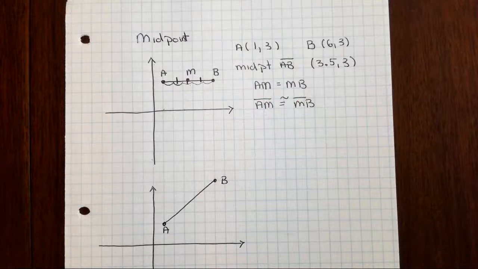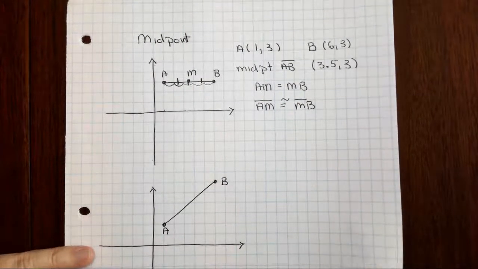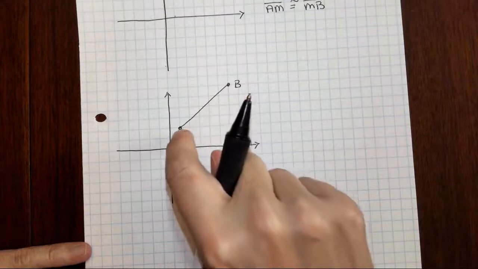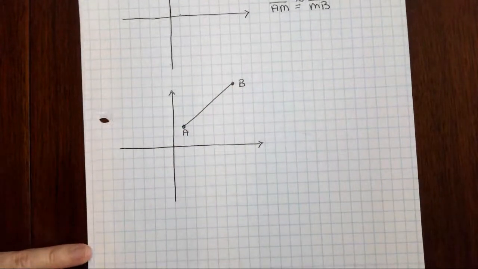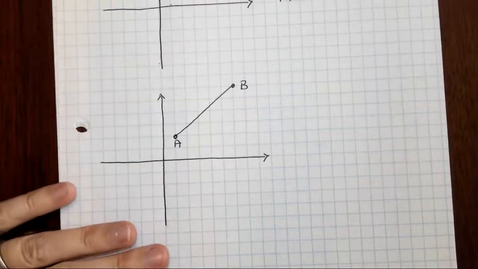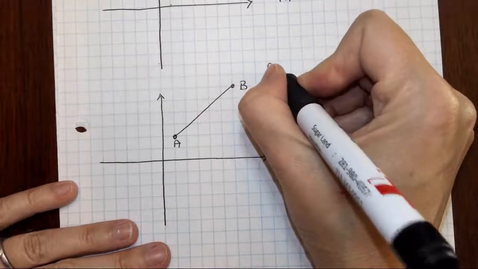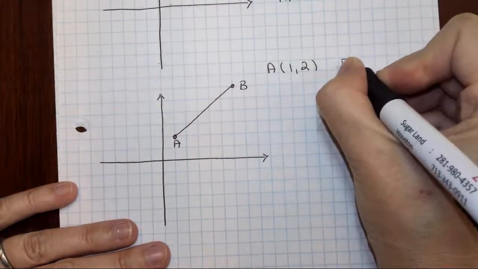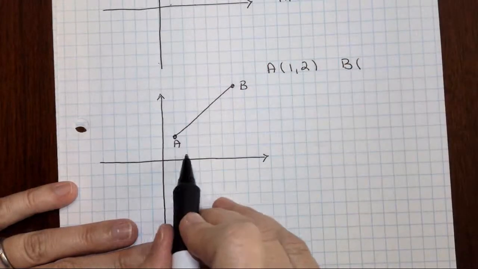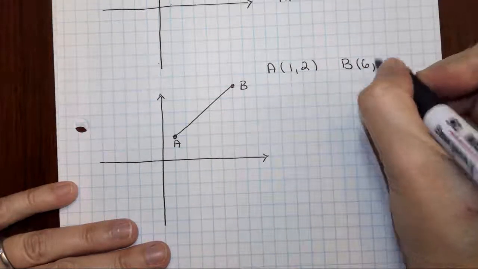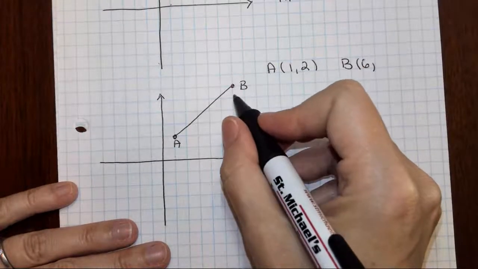So now we're going to try it a little differently. What happens when we take our picture and we turn our segment on an angle? It's a little bit different. So how is this going to work? We have A at (1, 2), and we know B is going to be at (6, 6).